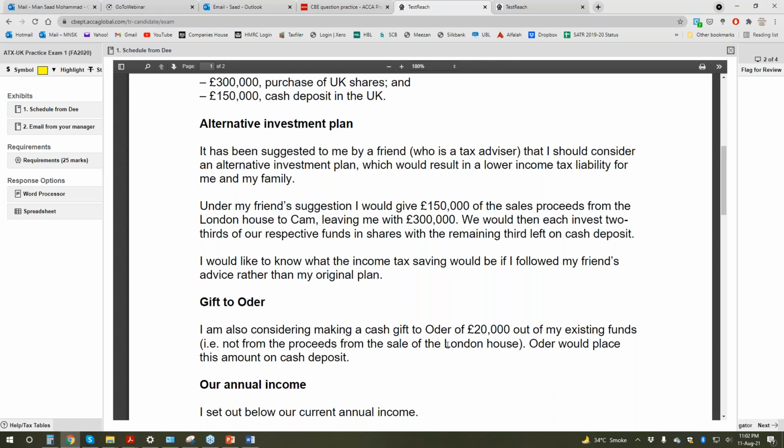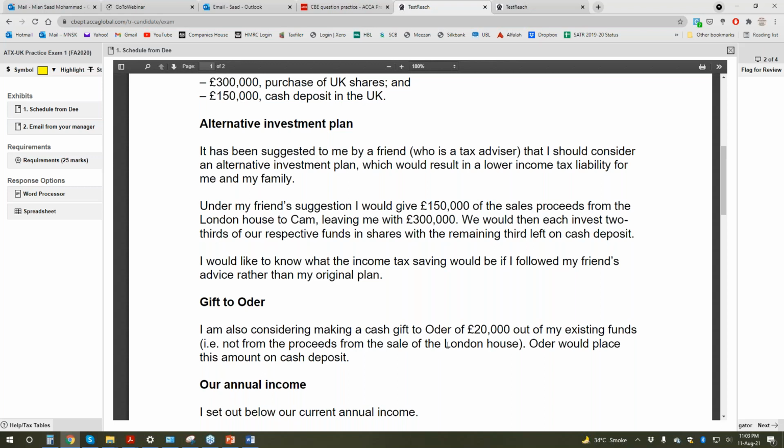Gift to Orla. I am also considering making a cash gift to Orla of 20,000 out of my existing funds. That is not from the proceeds of the sale of the London house. Okay, fine. So the 20,000 gift will not be out of the 450. Rather, she will be gifting it from her existing funds. Orla would place the amount on cash deposit. Okay, that's fine. So Orla will deposit this in a cash deposit, and Orla is going to earn the interest from that as well.